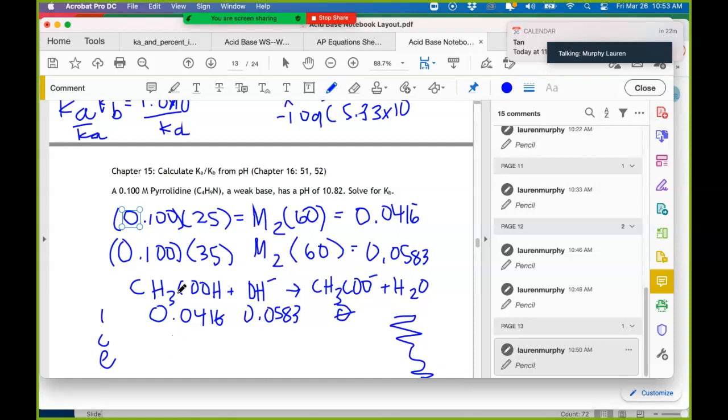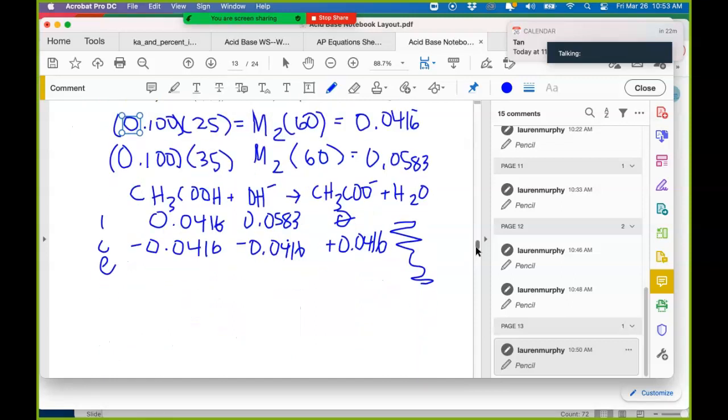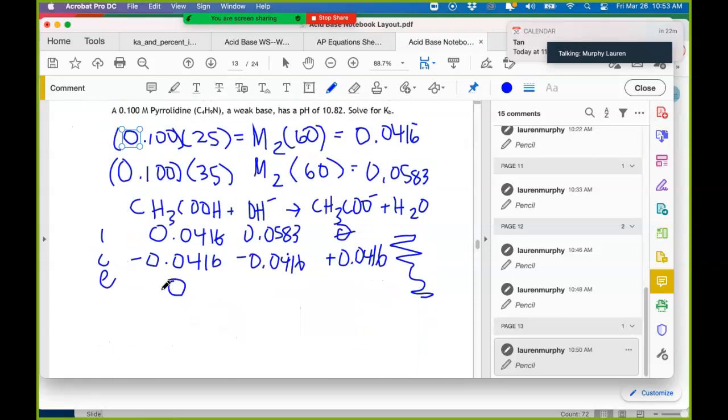Now, in this case, acetic acid is my limiting reactant because I have less of it. They're in a 1-to-1 ratio, so I will lose all of the acetic acid. And I will lose the same amount of hydroxide because they're in a 1-to-1 ratio. But I will gain that amount over here. So this is 0. I mean, it's not technically 0, but it's a number pretty close to 0.